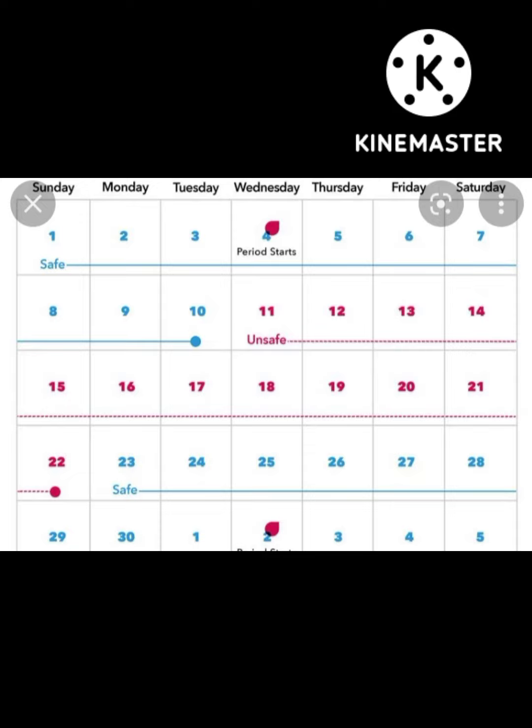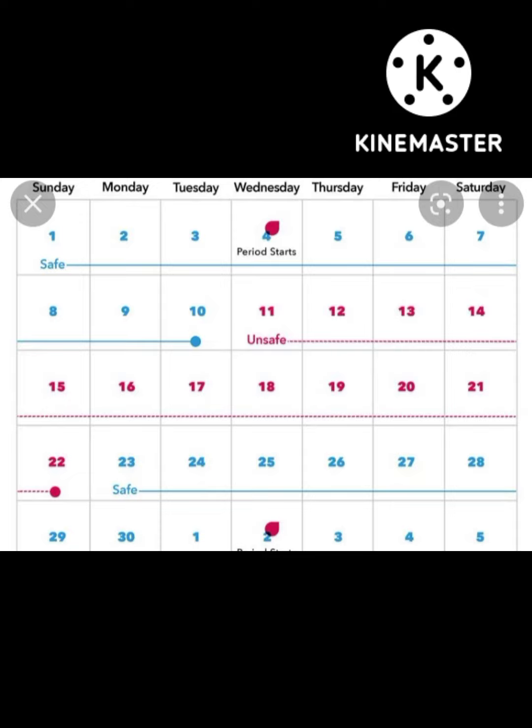Calendar method. Overview: the Rhythm method, also called the calendar method or the calendar rhythm method, is a form of natural family planning. To use the method, you track your menstrual history to predict when you ovulate. This helps you determine when you are most likely to conceive.